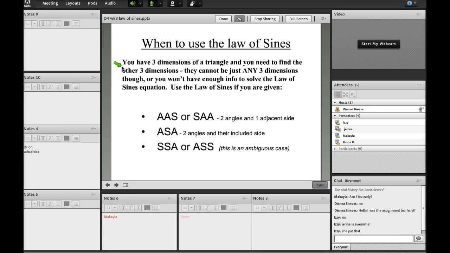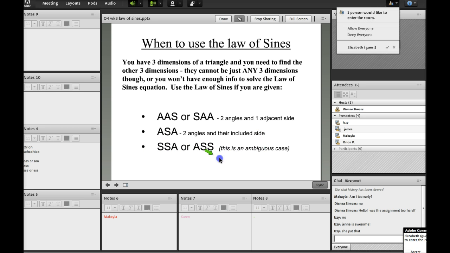So you have 3 dimensions of a triangle, and you need to find the other 3. They cannot be just any 3 dimensions, though. In order to use law of sines, you have to have angle, angle, side, so 2 angles and a side, or side, angle, angle, right? Or angle, side, angle, so 2 angles and the side that's between them, or side, side, angle, or angle, side, side. This last one is going to be an ambiguous case.